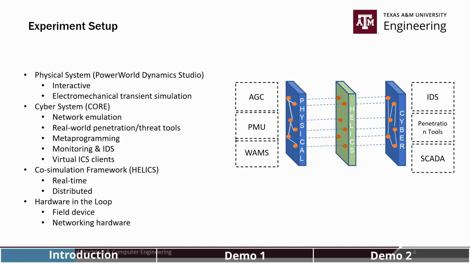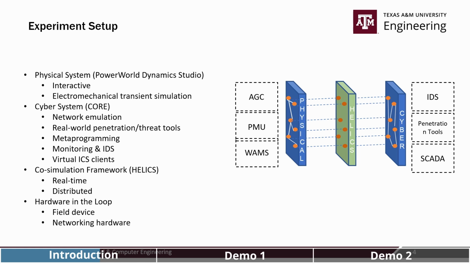To validate this idea, we developed an interactive cyber-physical co-simulation on top of the ResLab platform. For the power system, we are using Power Dynamics Studio to do the interactive electromechanical transient simulation. For the cyber network, we are using CORE for network emulation. Real-world penetration tools are also embedded into CORE. To make it more scalable, we also support meta-programming to convert the graph model into the CORE script. And we are using Helix to do the co-simulation in real time.